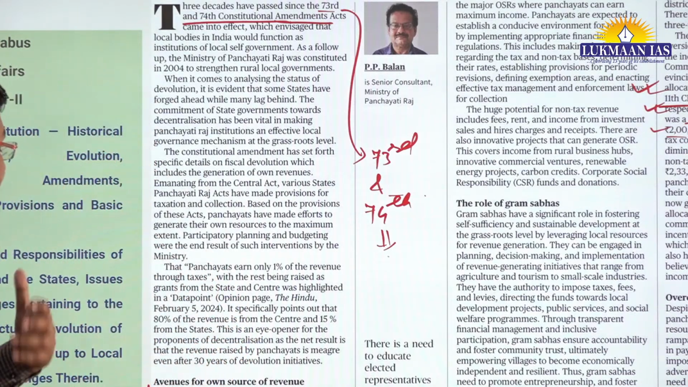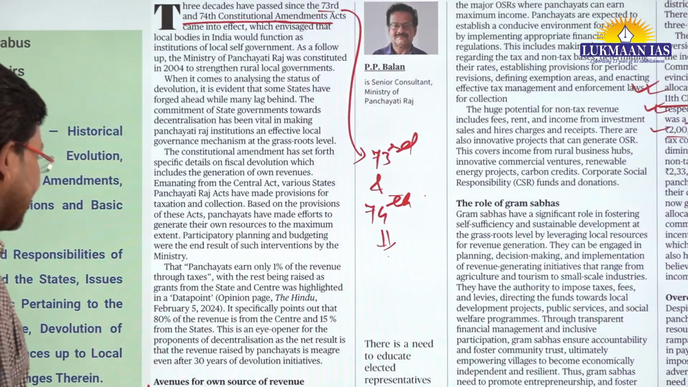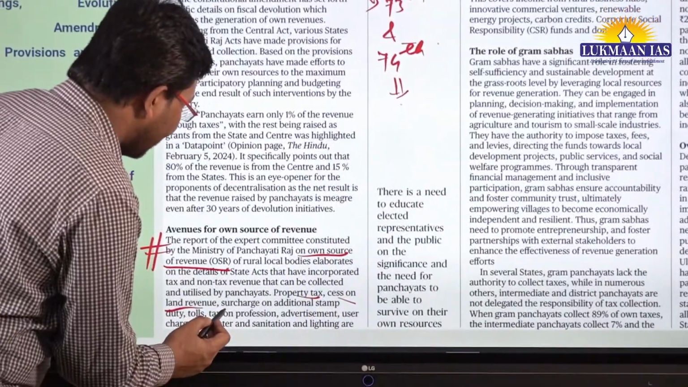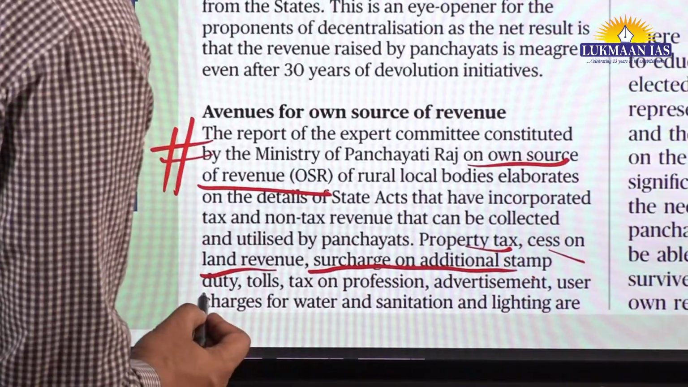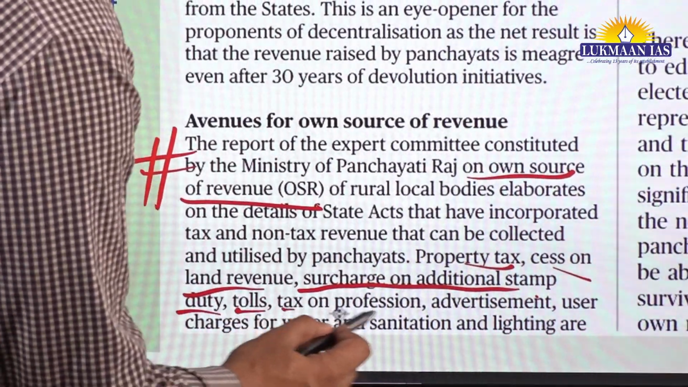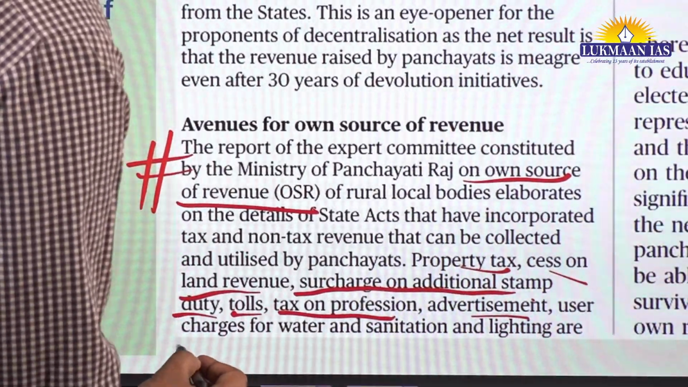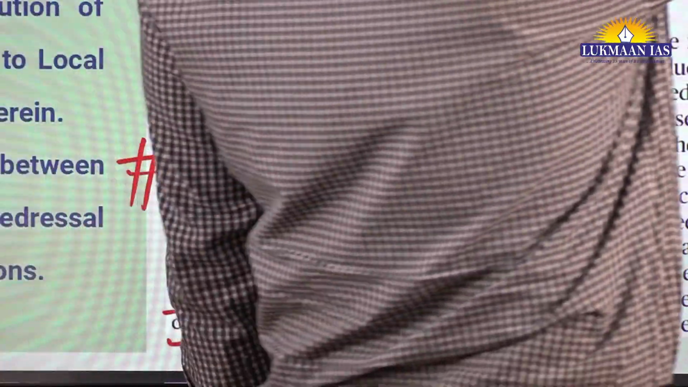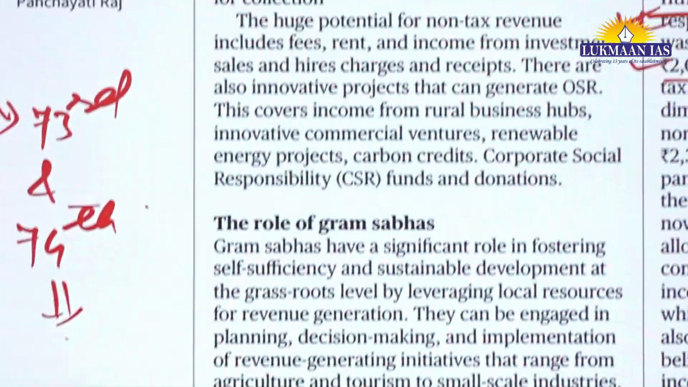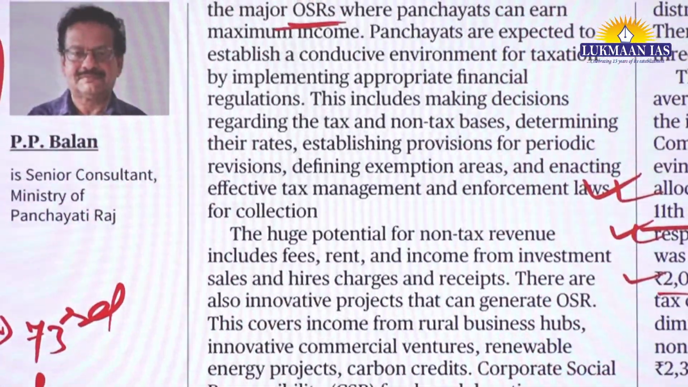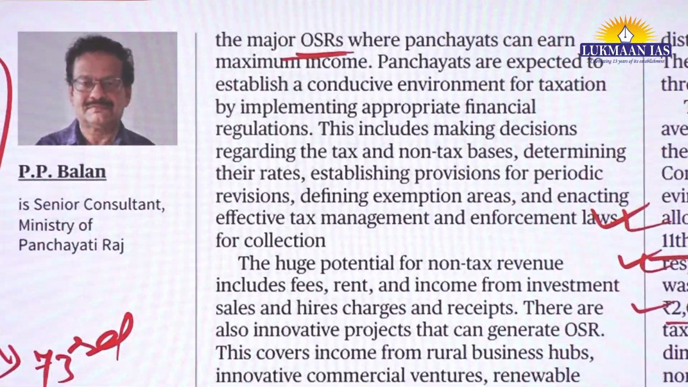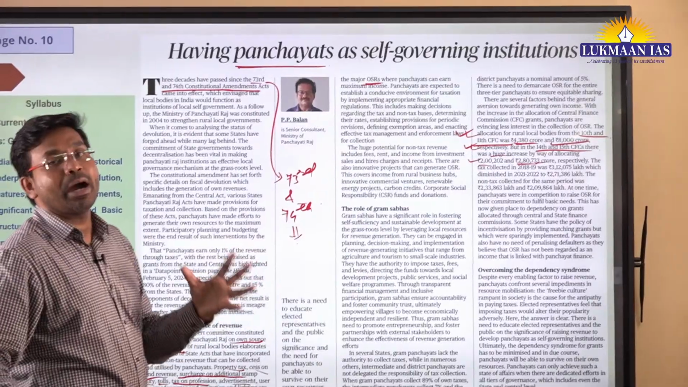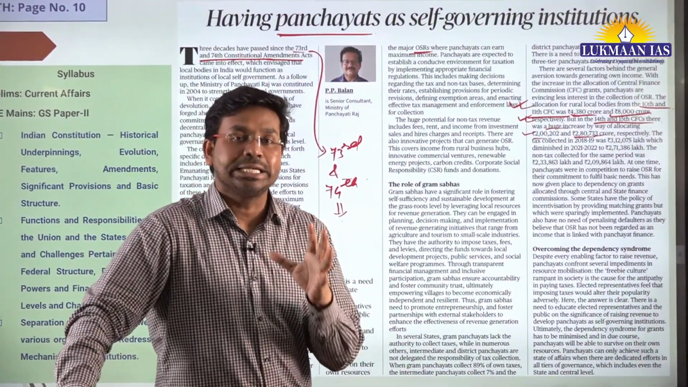So what are the items on which they apply taxes? One of the items is property tax, cess on land revenue, surcharge on additional stamp duty, tolls, tax on profession, advertisement, and user charges for water, sanitation and lighting, which are some of the major own sources of revenue of these Panchayati Raj institutions. So finally in this article, the author says that we need to come out of this over-dependency syndrome.